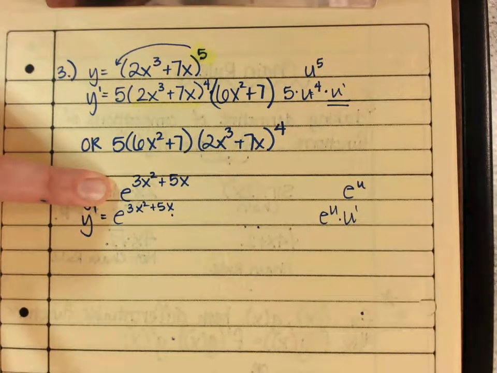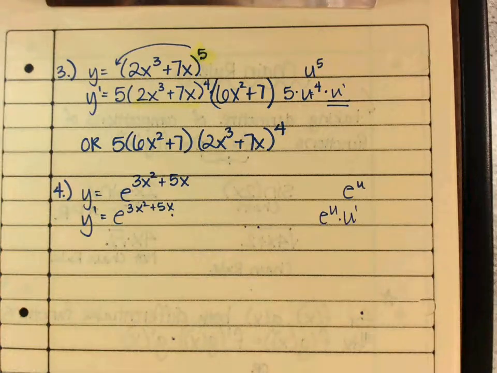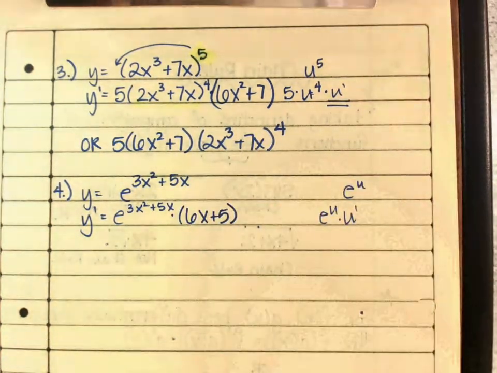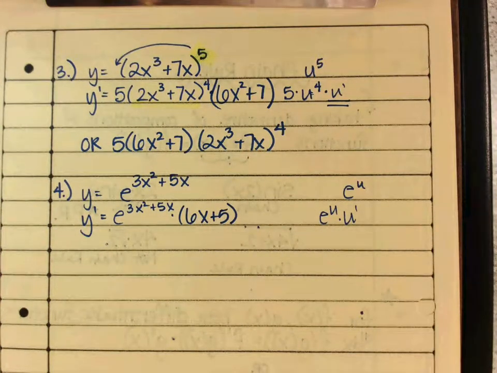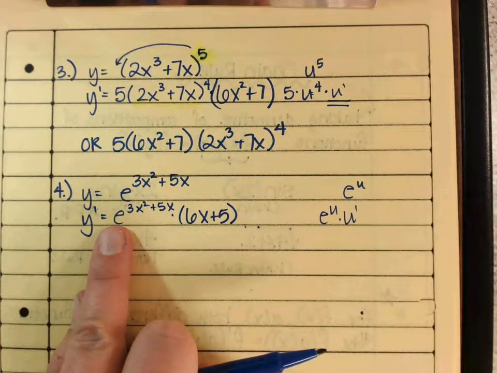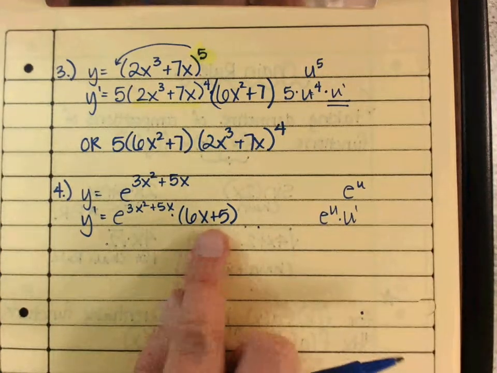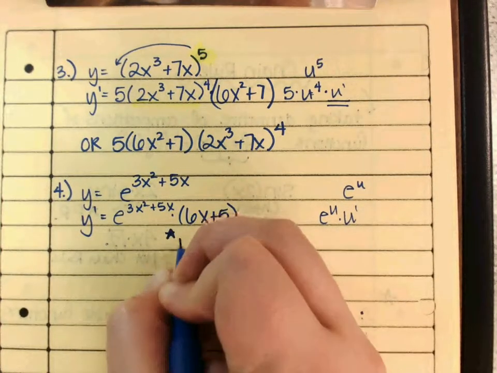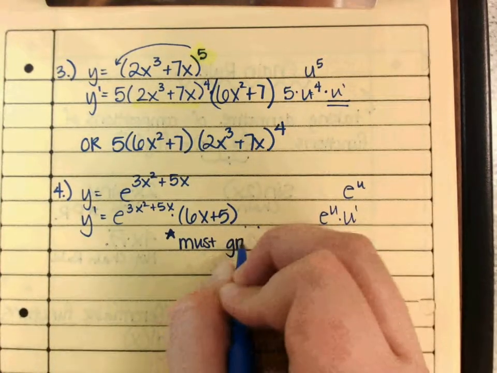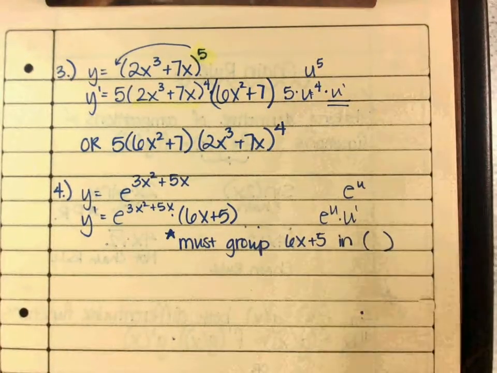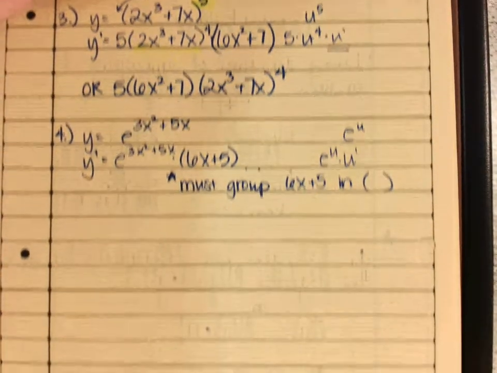6x plus 5. Now, are the parentheses necessary around 6x plus 5? Yes. The reason why is because if you don't put that plus 5, only the 6x is multiplied with e. That's not what you mean. So make sure if this u prime has multiple terms, you do have to group it. Okay, so I'm going to put here, you must group 6x plus 5 in parentheses.